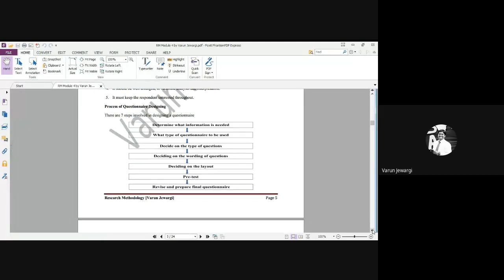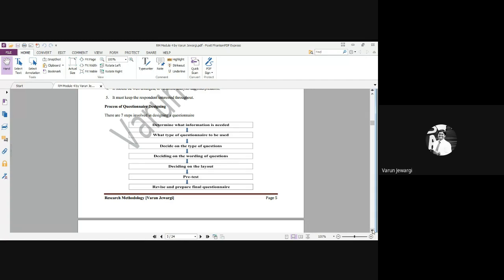Then revise and prepare the final questionnaire. Once all these things are done, if there are any changes, any grammatical errors, any unrelated or irrelevant questions, please remove those and make a final questionnaire. So this is how a questionnaire should be designed.